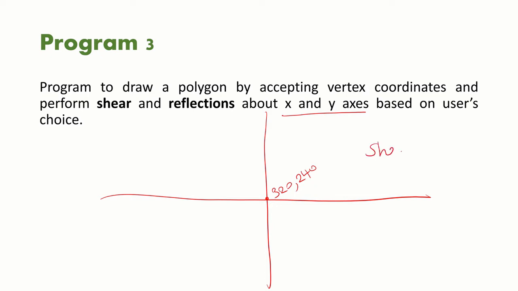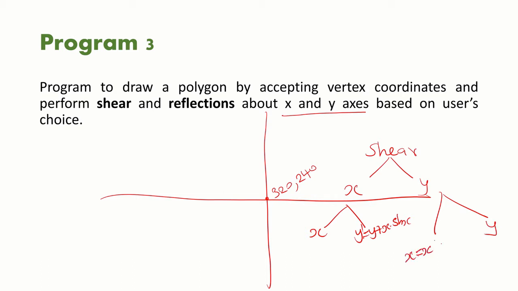When you say shear, you can have two shears, that is x shear and y shear. In x shear, we keep the x value as it is and the y value will be changed. So y dash is equal to y plus x into SHX, that is the shear value. In y shear, we keep the y value as it is and change the x value, that is x is equal to x plus y into SHY. Like this we are going to apply.